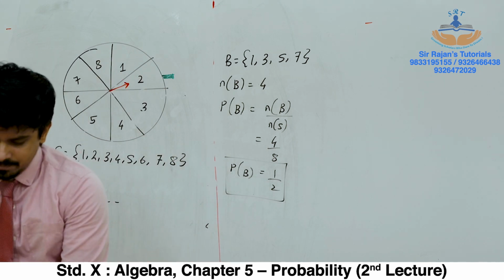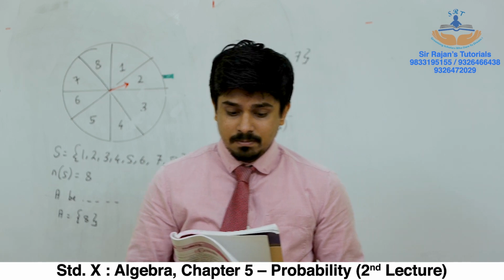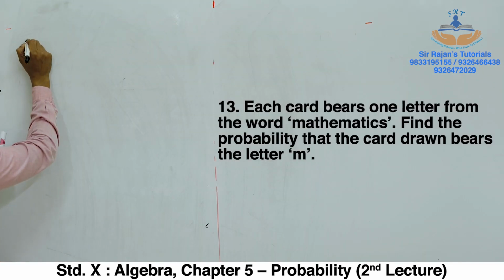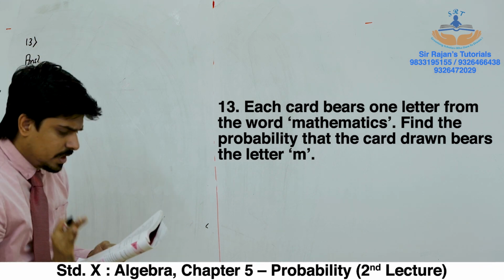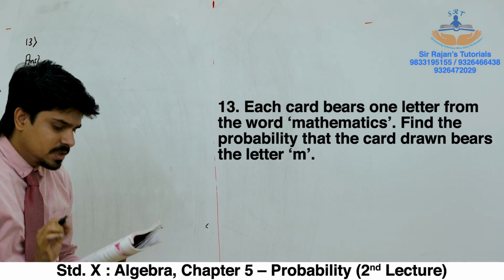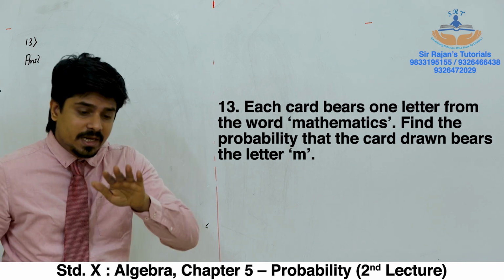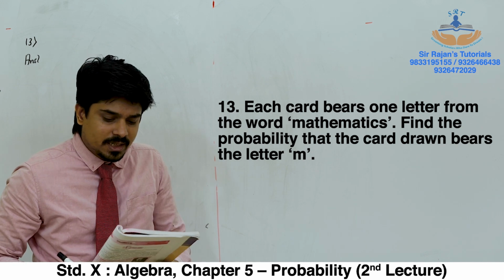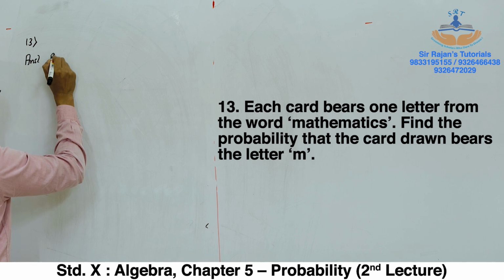Come to the next one. Let's take question number 13. Okay. Question number 13 says what? Each card bears one letter from the word mathematics. Cards are placed on table upside down. Upside down का मतलब सारे cards को मैंने उल्टे रखे हुए हैं. Find the probability that a card drawn bears the letter M. Okay. So my random experiment becomes what?